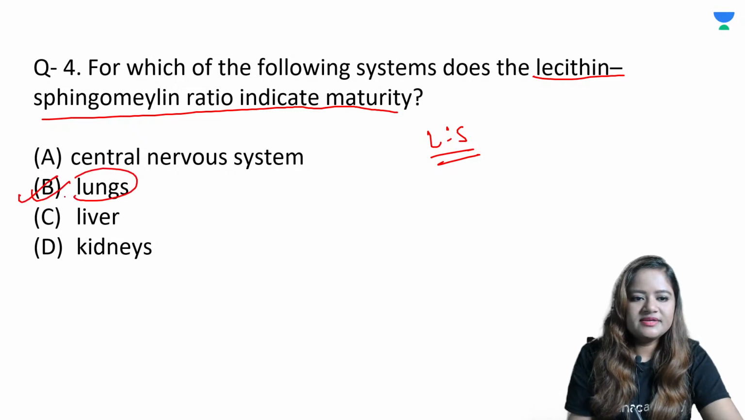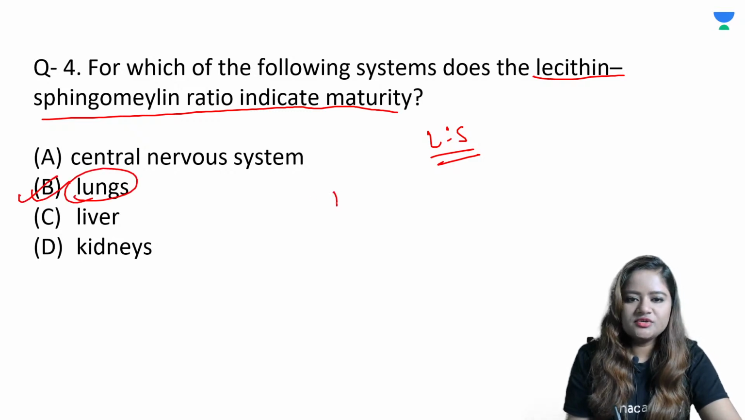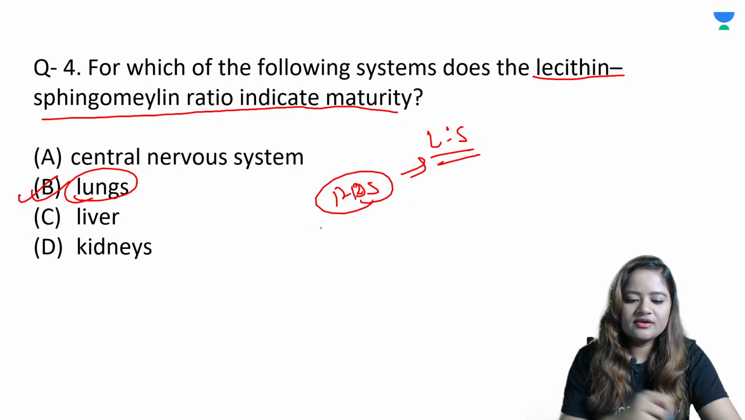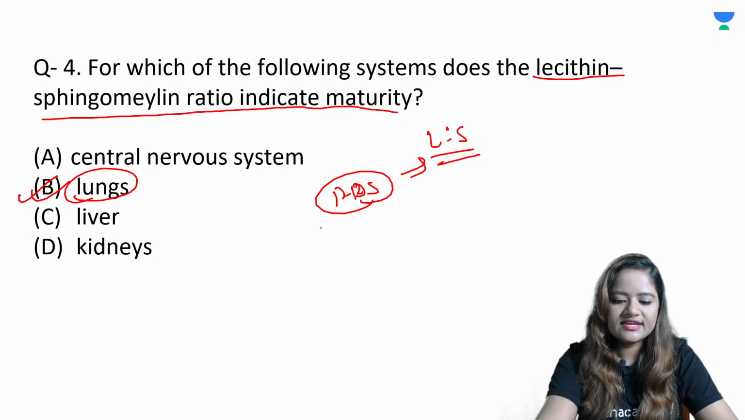So it is option number B, that is lungs. Why do we have to check the maturity of the lungs? For respiratory distress syndrome. So for that we have a very common thing that we do, that is use of LS ratio.